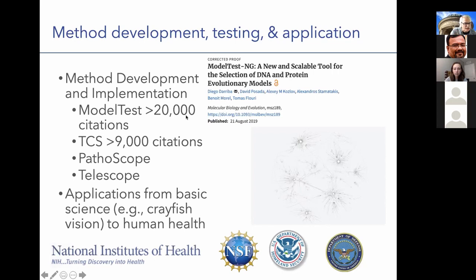So I like to think about developing new methods, get them functional, and move them on to other people who do a much better job than I do at improving and maintaining the software products. And we've enjoyed a variety of support. And again, we have applications in basic science, organismal diversity like freshwater crayfish, especially around vision, and also human health.